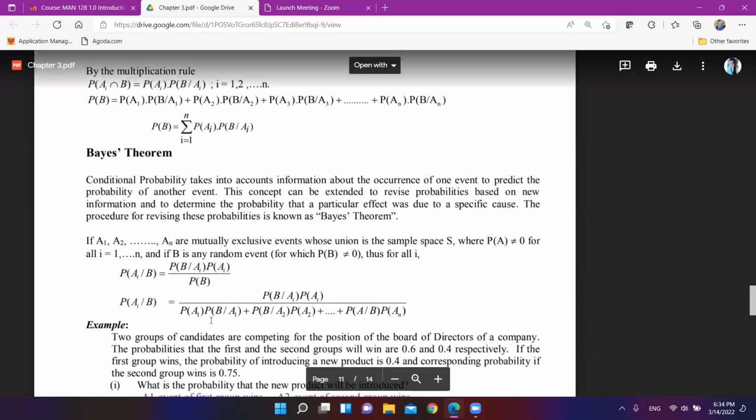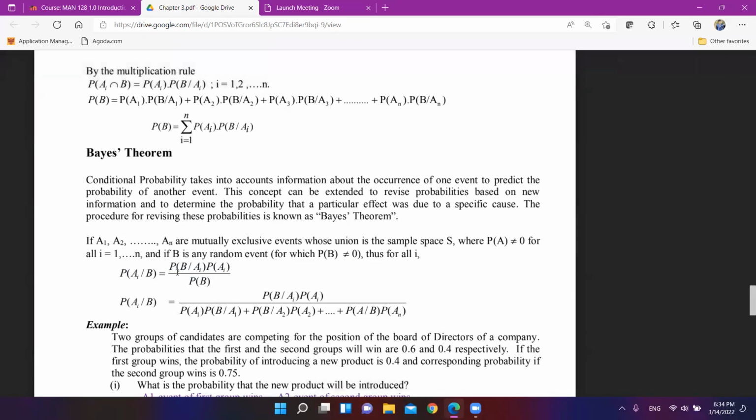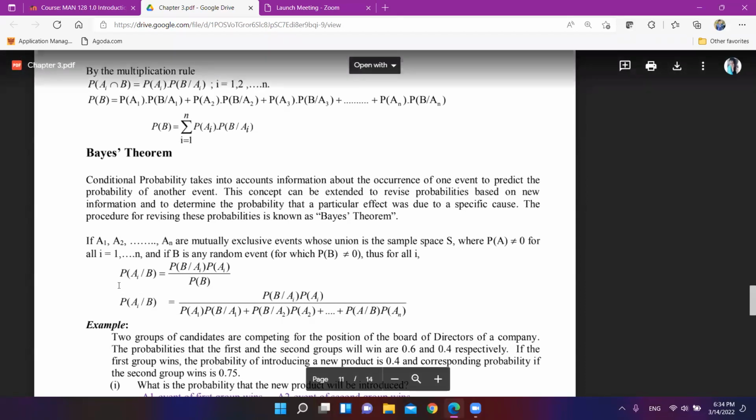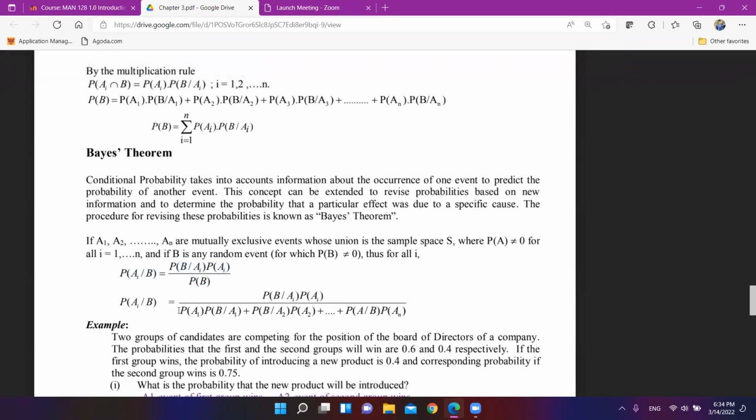This is the Bayes theorem. Divided by this one. We replaced the numerator of the conditional probability with the multiplication rule, to define the Bayes theorem. Right? And by the law of total probability, this bottom part can be explained by this one.